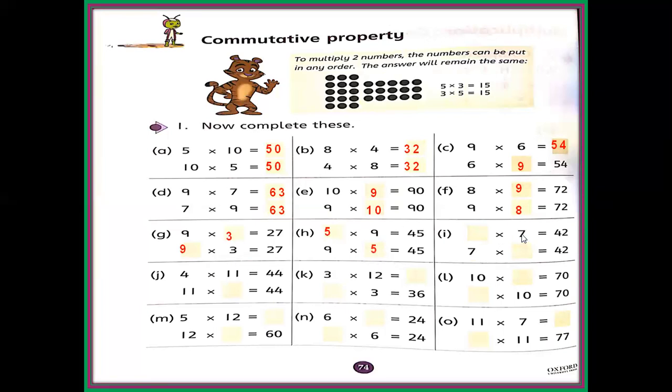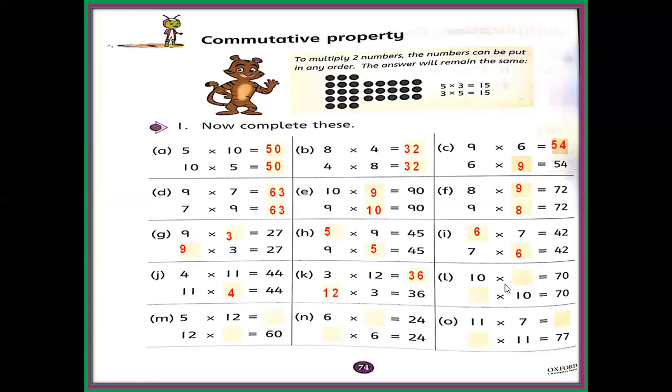Here 7, read the table of 7. 7 ones are 7, 7 twos are 14, 7 threes are 21, 7 fours are 28, 7 fives are 35, 7 sixes are 42. So 6 here, 6 here. Okay, 4 elevens are 44. So 11 fours are 44. Okay, 3 twelves are, the answer is given, 36, and 12 threes are 36.